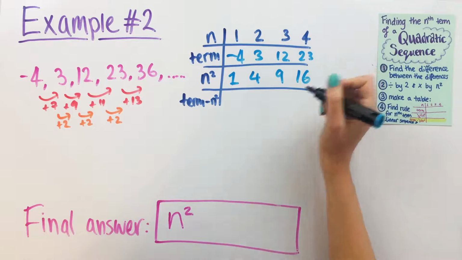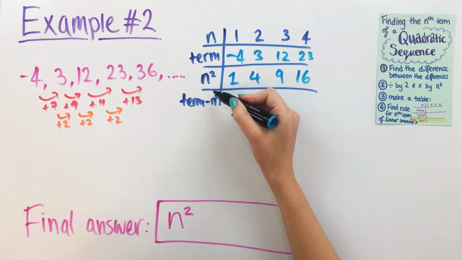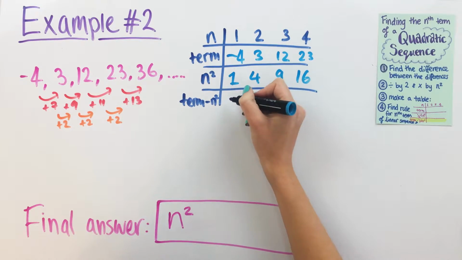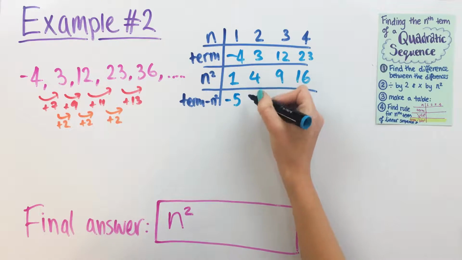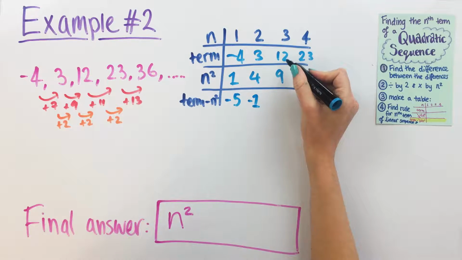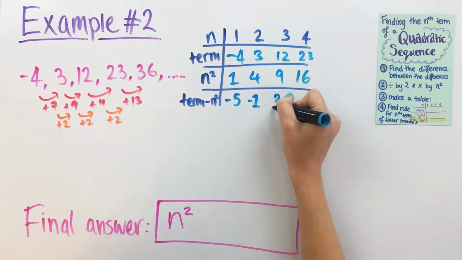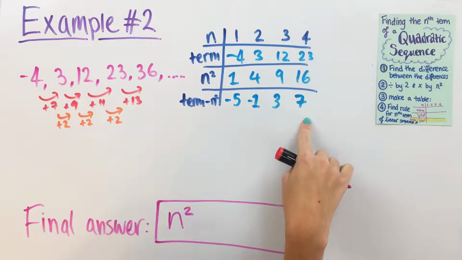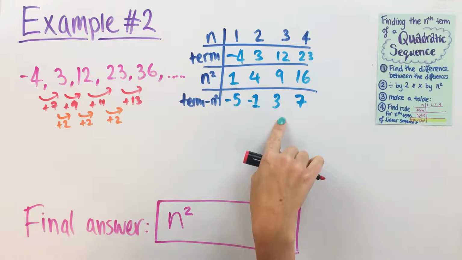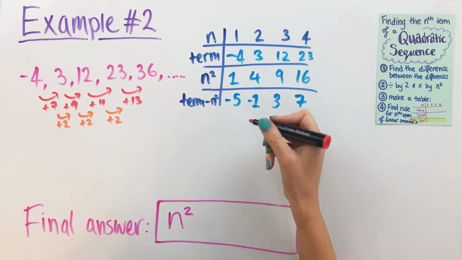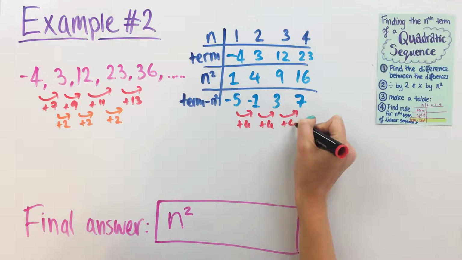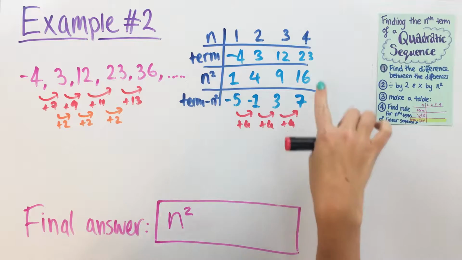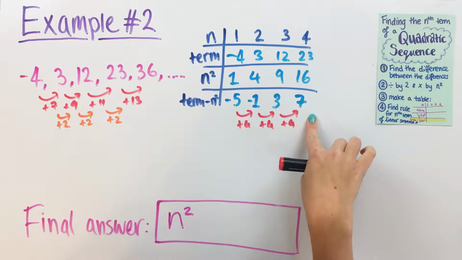16. Then here, we're doing term minus n squared. So the second row minus the third row. So we've got minus 4 minus 1, which is minus 5. 3 minus 4 is minus 1, 12 minus 9 is 3, and 23 minus 16 is 7. Once again on our final row, we see that we've created a linear sequence because to get from each term to the next, we plus 4 each time. So this should always produce a linear sequence, this process. If it doesn't, it therefore means you've probably made a mistake doing your calculations somewhere in this table.